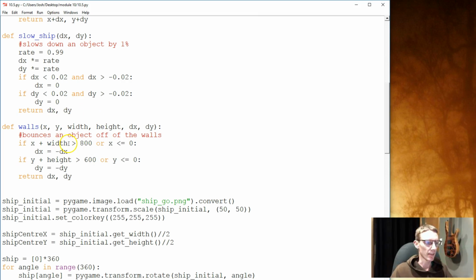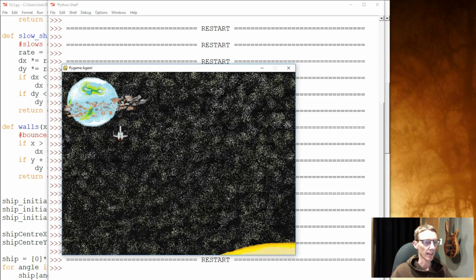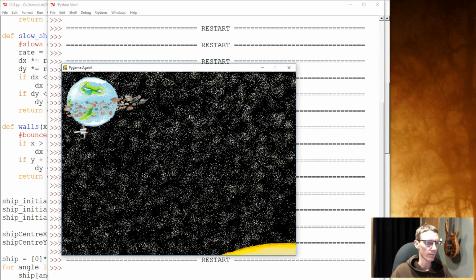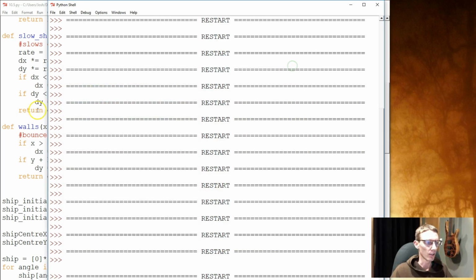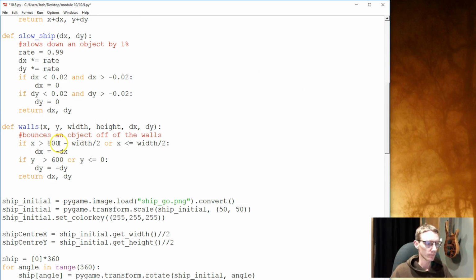Because we're drawing at the center of our object, I'm going to rearrange this a little bit. It will be 800 minus our width divided by 2, or x is less than or equal to our width divided by 2. Let's just check that out sideways now. There we go, that's a better bounce. And if we fly over to this side, you can see it bounces a bit better over on that side as well.